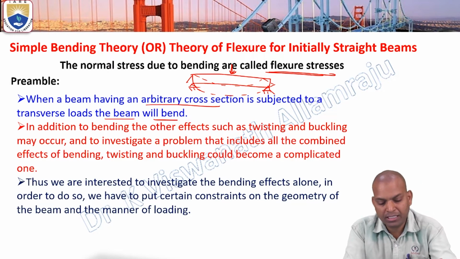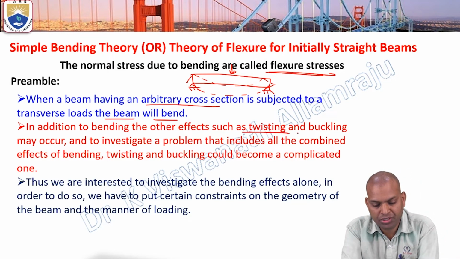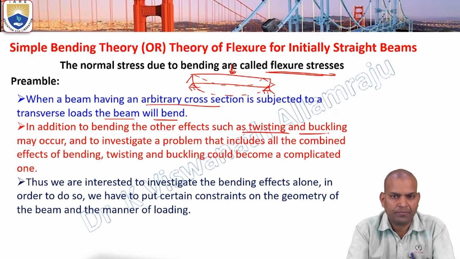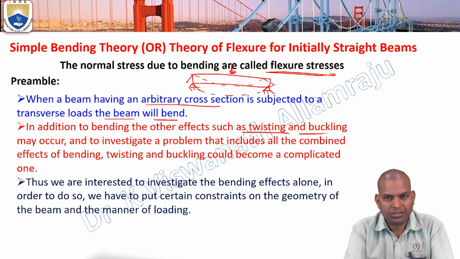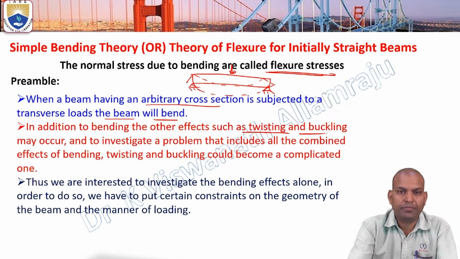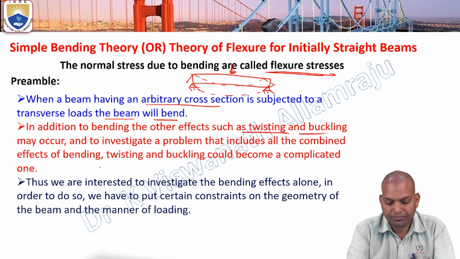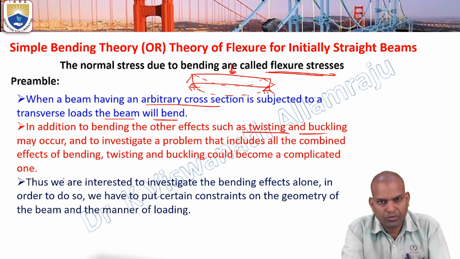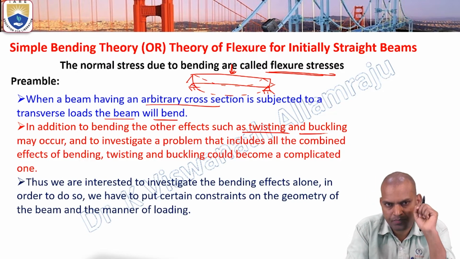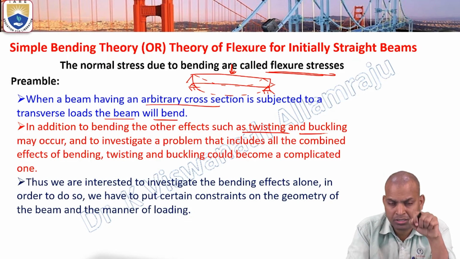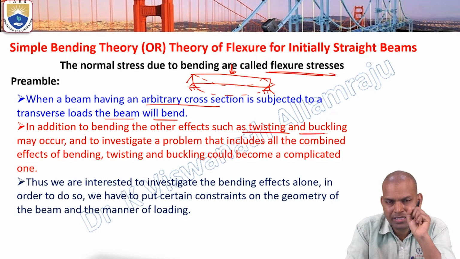not only bending takes place, another one is called twisting, and buckling also may occur. The twisting and buckling occur simultaneously. Not only bending, twisting also takes place and buckling also. These three combinations are complicated to solve.